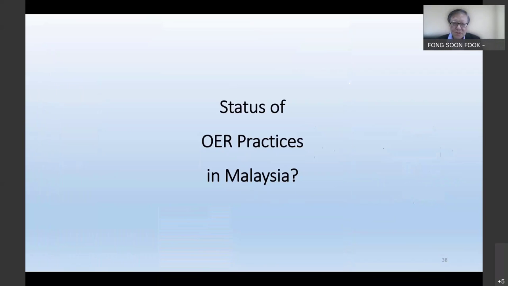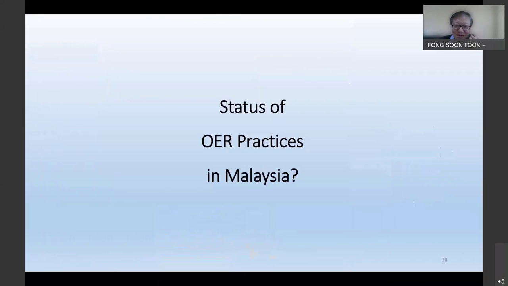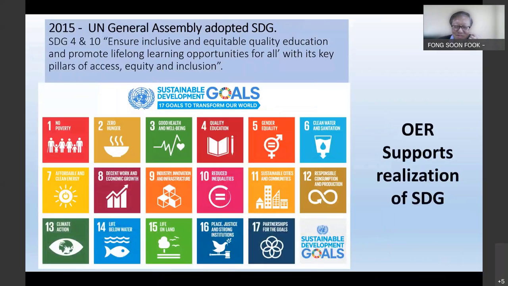So, what is the status of OER practices in Malaysia? Now, that was 2015, right? So the moment it was announced, then it was sent to all governments. Please remember that UNESCO member states is the whole world. So, Malaysia is one of them. SEAMEO's countries are all also members of UNESCO.